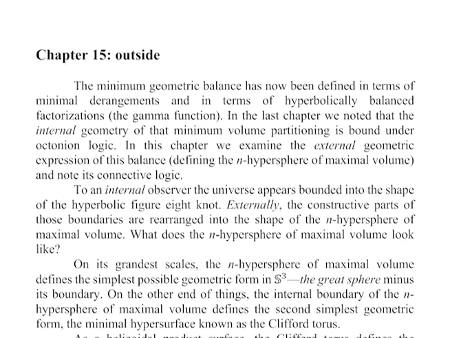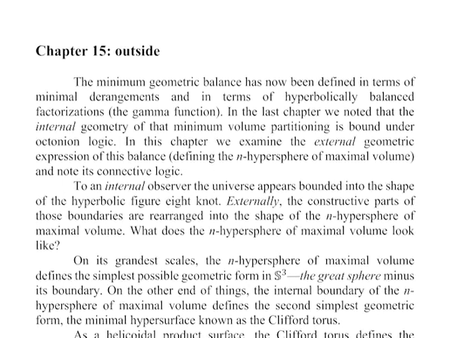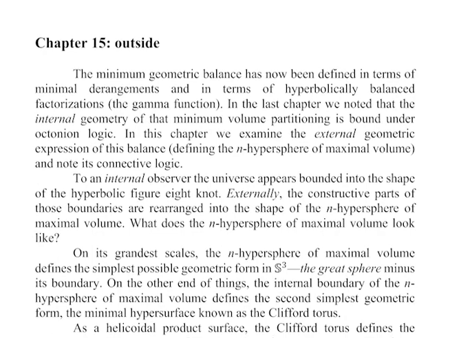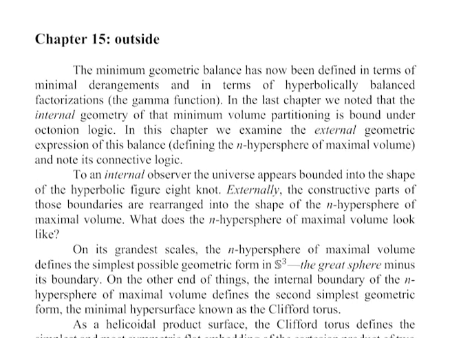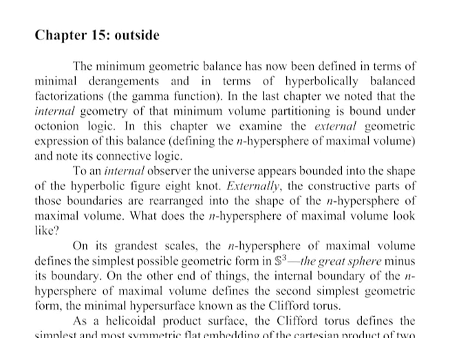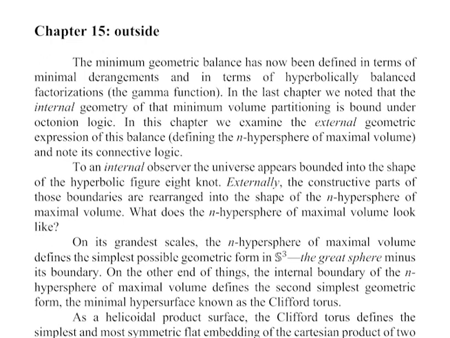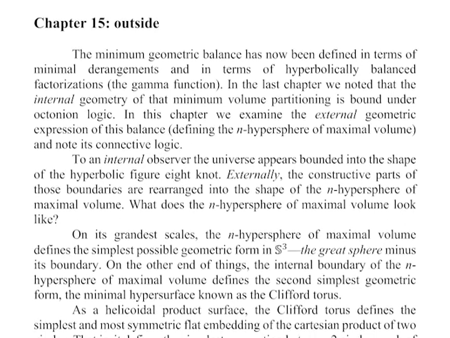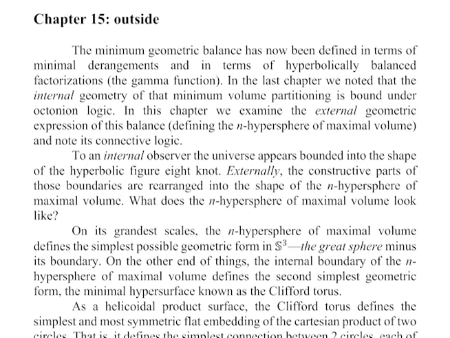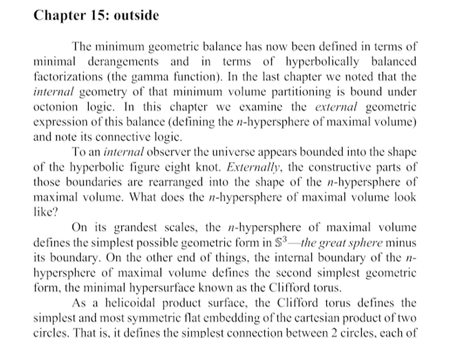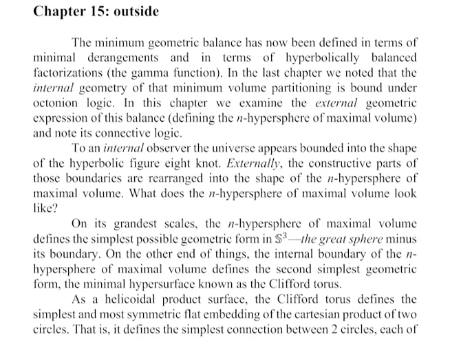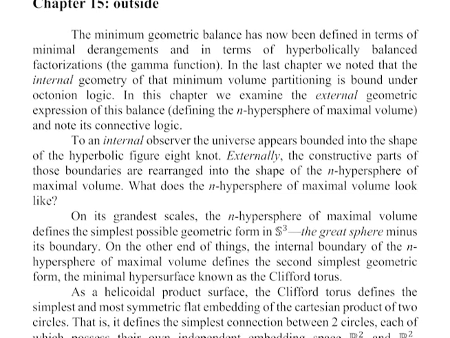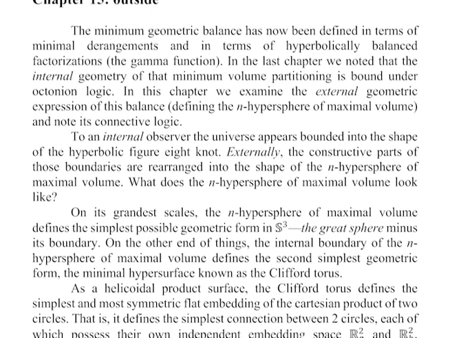Chapter 15. Outside. The minimum geometric balance has now been defined in terms of minimal derangements and in terms of hyperbolically balanced factorizations, the gamma function. In the last chapter, we noted that the internal geometry of that minimum volume partitioning is bound under octonion logic. In this chapter, we examine the external geometric expression of this balance, defining the n-hypersphere of maximal volume, and note its connective logic. To an internal observer, the universe appears bounded into the shape of the hyperbolic figure eight knot. So if you're inside that volume, the universe is bounded from your point of view in the shape of the hyperbolic figure eight knot.